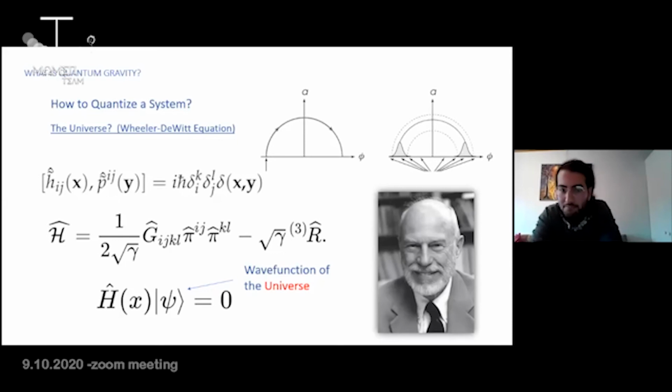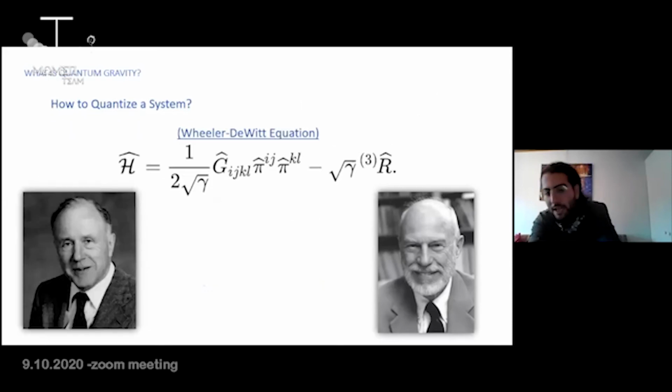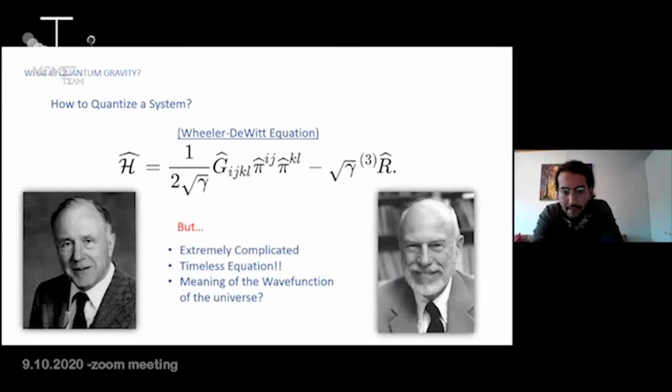This theory was derived by Bryce DeWitt here on the right and John Wheeler, and today it is called the Wheeler-DeWitt equation, or the Schrodinger-Einstein equation, so it has many names. It has this very complicated form, and I'm not going to go into the problems, but it has some conceptual problems. It is the wave function of the universe. It's also a timeless equation. It's a long story, but the point is it's extremely complicated.